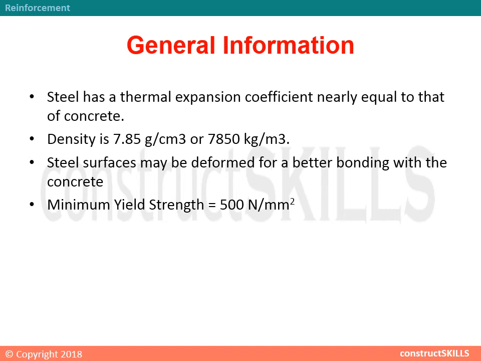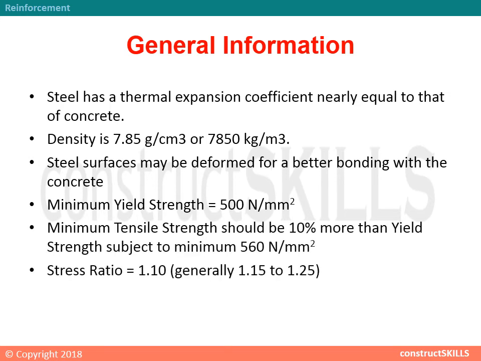Steel surfaces may be deformed for better bonding with the concrete. Minimum yield strength equals 500 Newton per square millimeter. Minimum tensile strength should be 10% more than yield strength, subject to a minimum of 560 Newton per square millimeter. Stress ratio equals 1.10, generally 1.15 to 1.25.